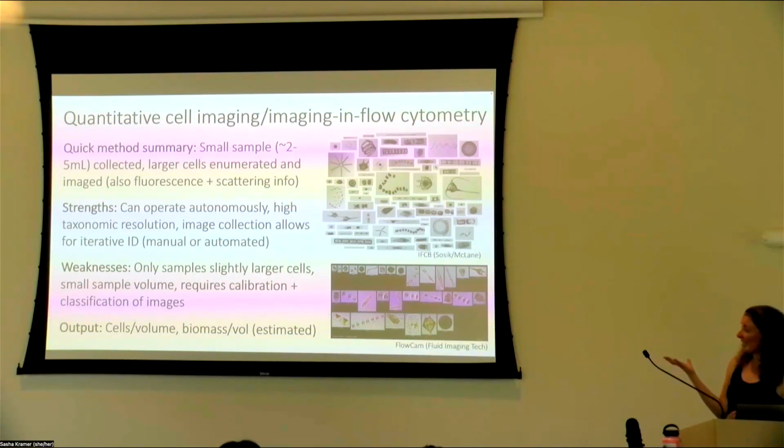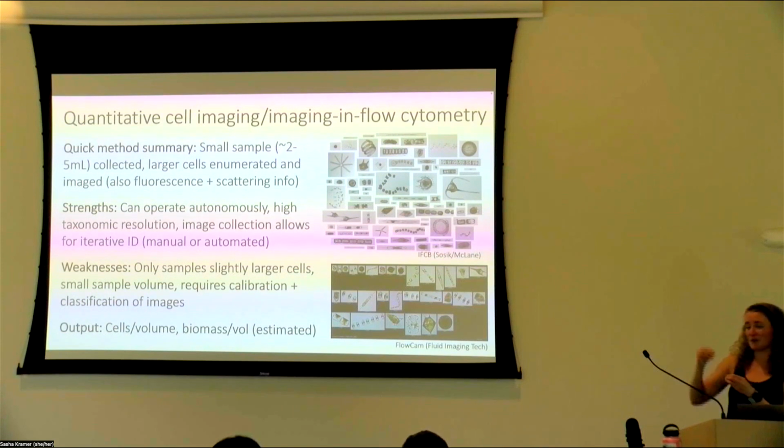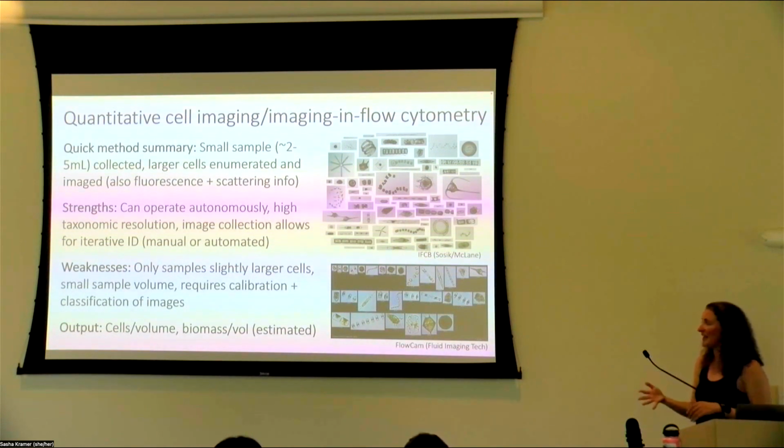In terms of weaknesses, it's, again, biased a little bit toward those slightly smaller sizes of cells. So in the nano to micro range, the larger, rare things are just more rare in the environment. And so if you're only sampling 5 milliliters and there was only 1 in a liter, you're not going to catch that one cell. But we can understand that there's some uncertainty inherent in that method.